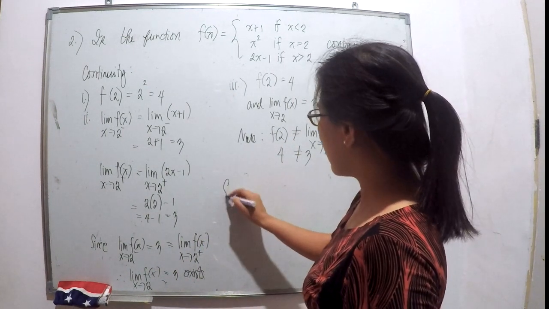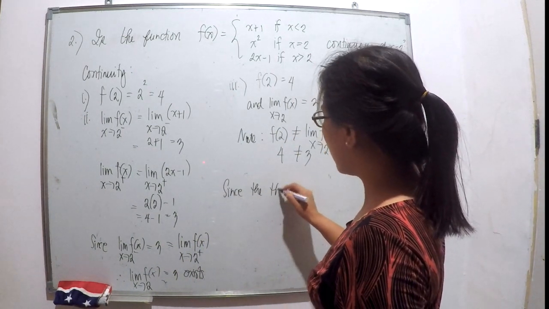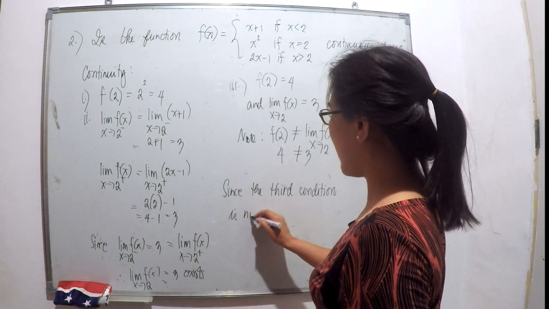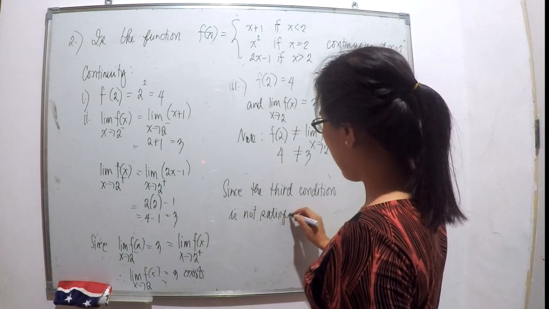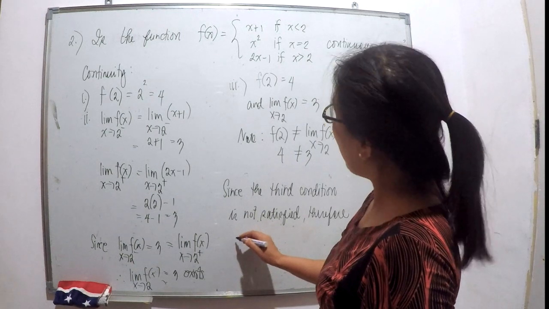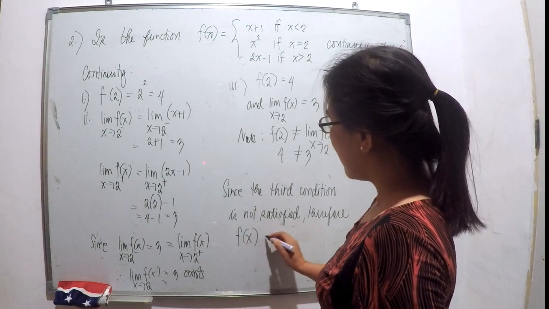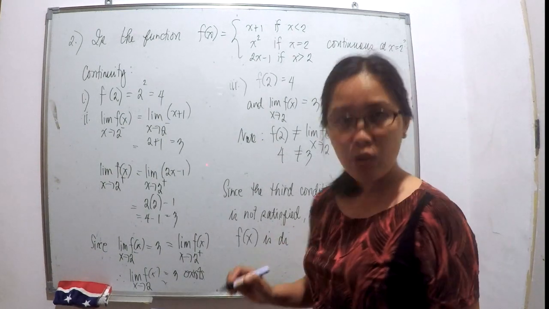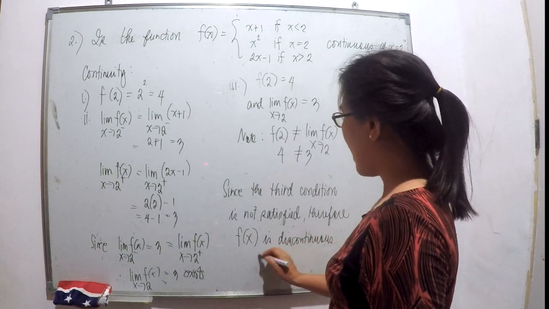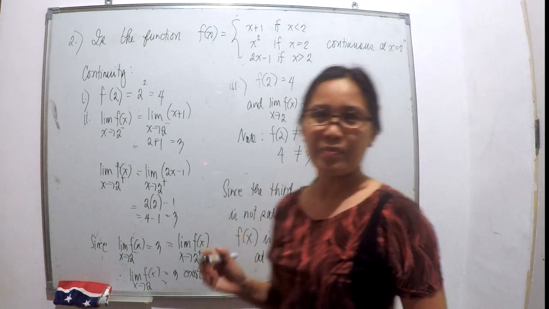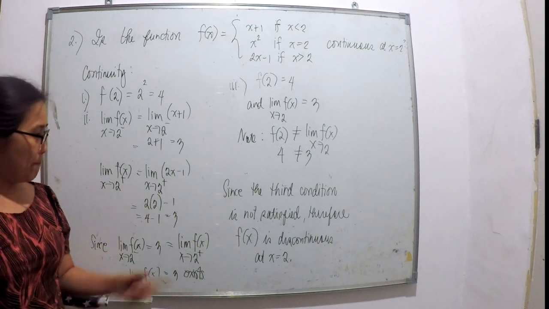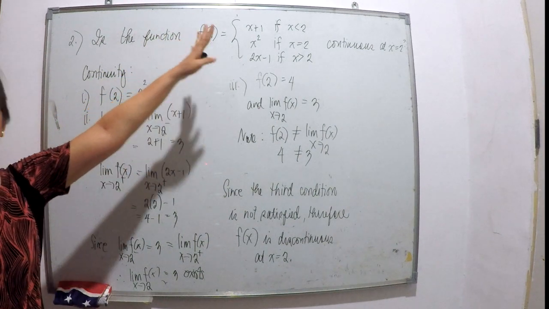Since the third condition is not satisfied, therefore f of x is discontinuous at x is equal to 2. The given function is discontinuous at x is equal to 2.